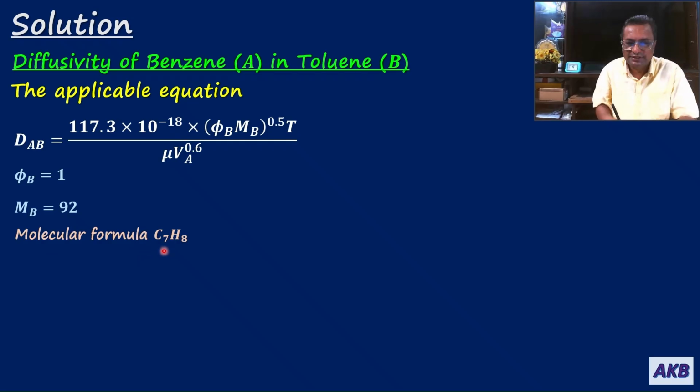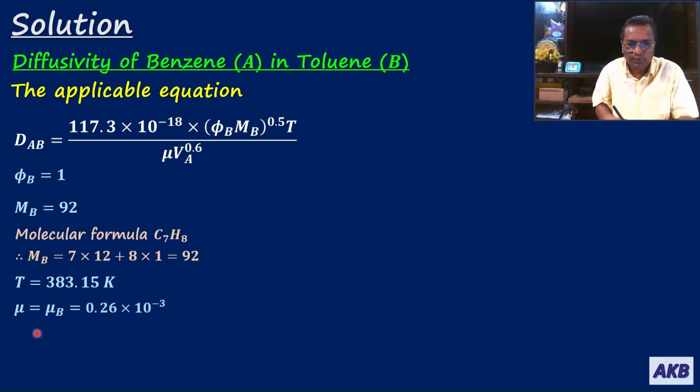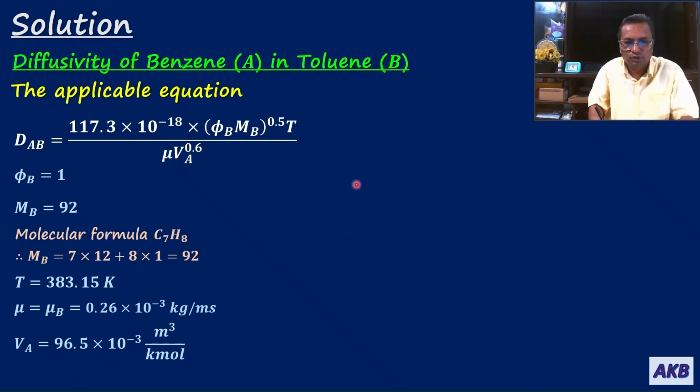Molecular formula for toluene is C7H8. So therefore MB is 7 into 12 plus 8 into 1, that is 92. So MB is 92. Temperature is 383.15 Kelvin. Mu, the viscosity of the solution, is equal to the viscosity of the major solvent. In this case it is toluene. So it is mu B, that is 0.26 into 10 to the power minus 3 kg per meter per second. Then VA, it is given. We have converted it to meter cube per kilomole. So it is 96.5 into 10 to the power minus 3 meter cube per kilomole.